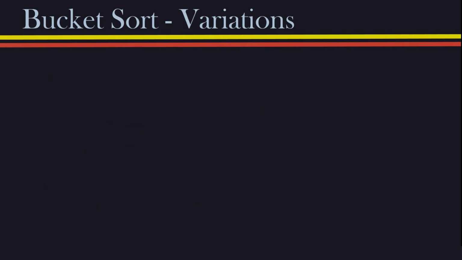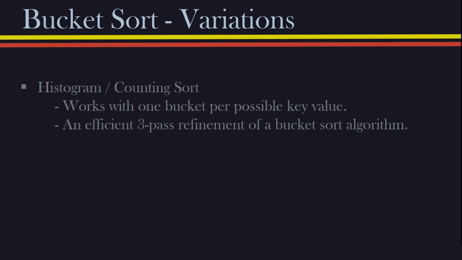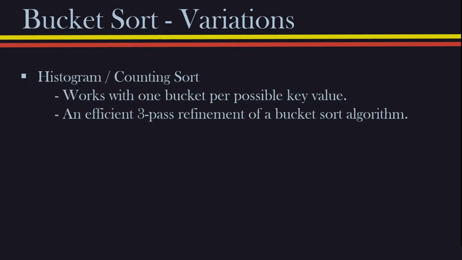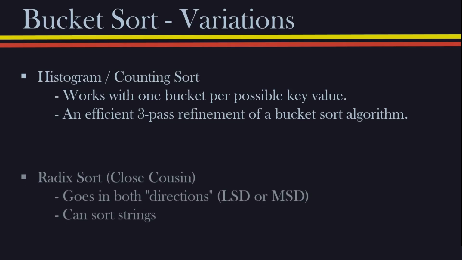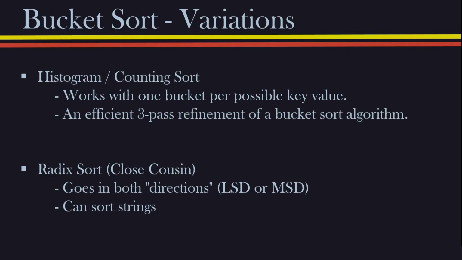Another variant of bucket sort algorithm is known as histogram sort or counting sort. Histogram sort is a variant of bucket sort as it also works with one bucket per possible key value. Also, it is an efficient 3-pass refinement of a bucket sort algorithm. On the other hand, bucket sort and radix sort are called close cousins. They are called close cousins because the radix sort is also a variant of bucket sort.